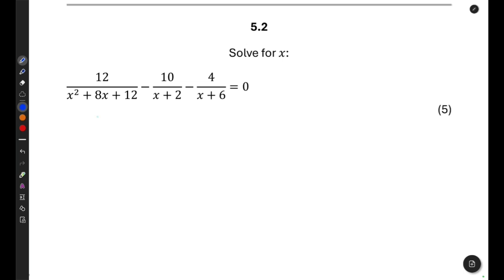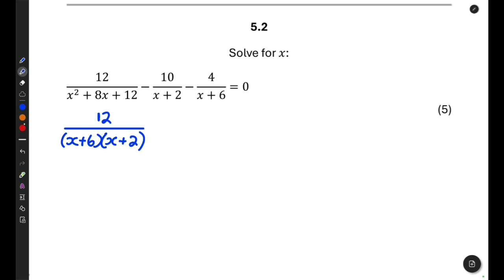I am going to factorize this first trinomial. So then I can see my LCD afterwards. So this is going to be an x and an x. And now the factors of 12. So 1 times 12, if I add them, it's not 8. But 6 times 2, if I add them, it's 8. So I'm going to put a plus and a plus.